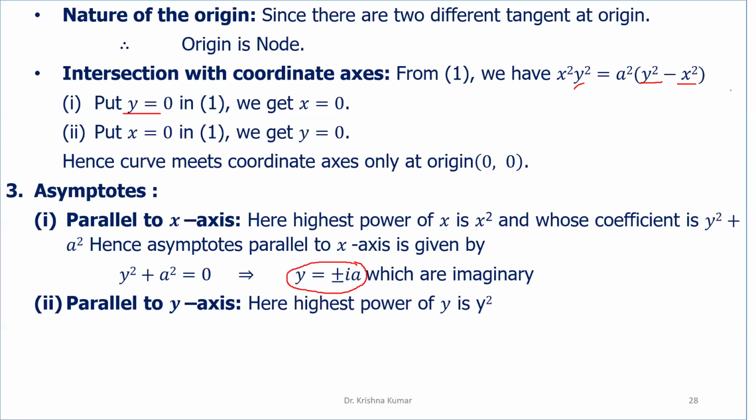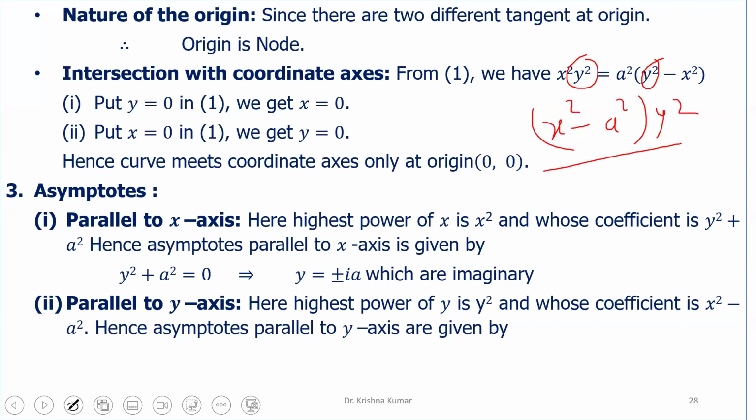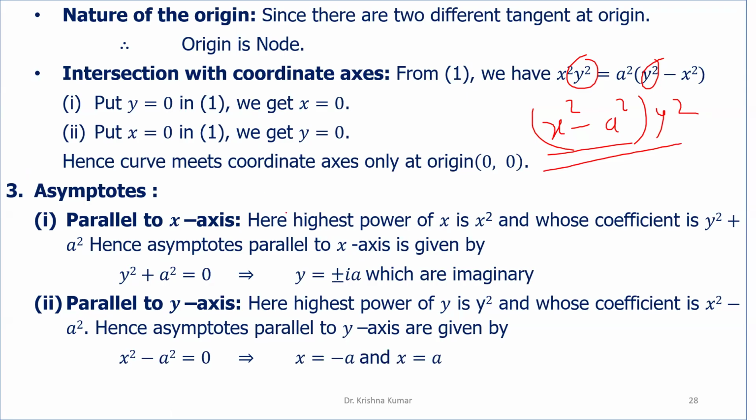So here the highest power of y is 2. Now we are able to check over here. Highest power of y is y square. So if we write down what is the coefficient of y square, it is x square minus a square into y square. So this x square minus a square is the coefficient for y square. So let us try to equate it to 0. We are getting x equal to plus a and x equal to minus a.